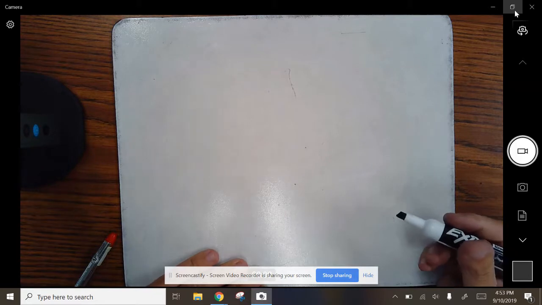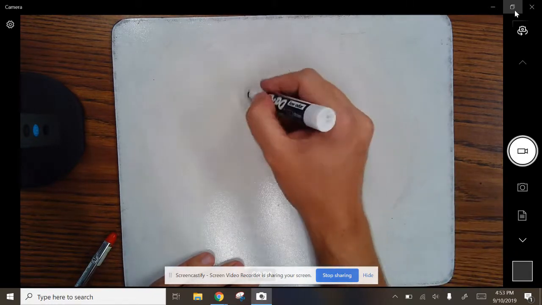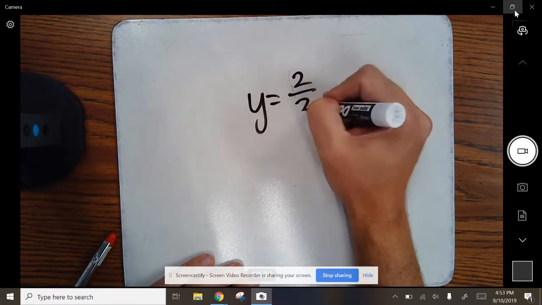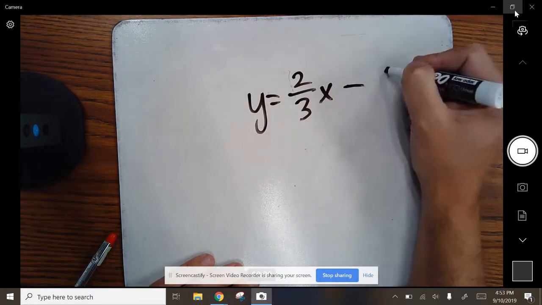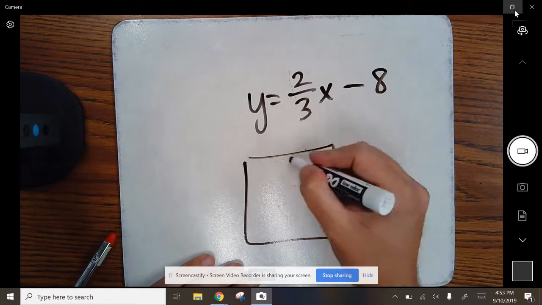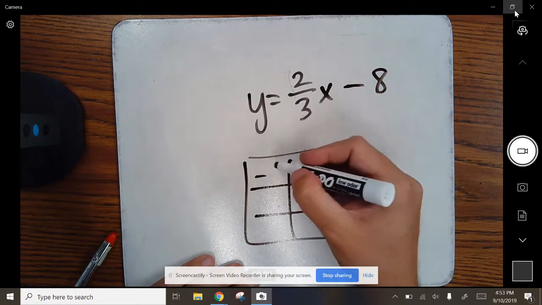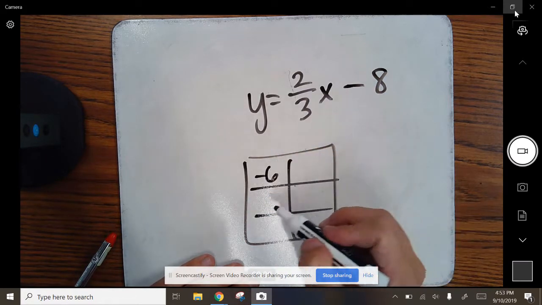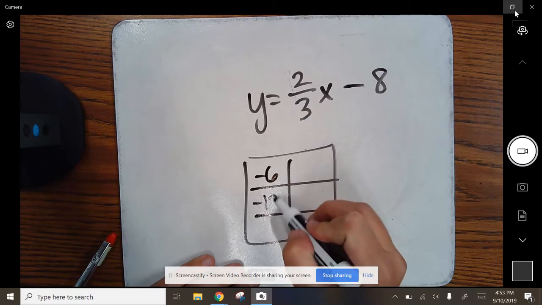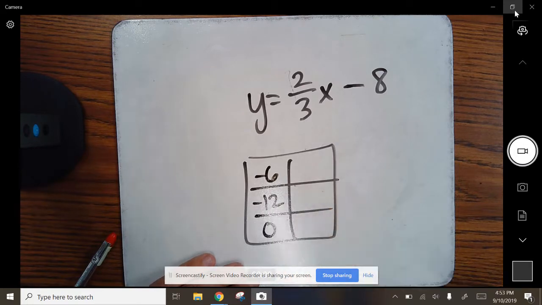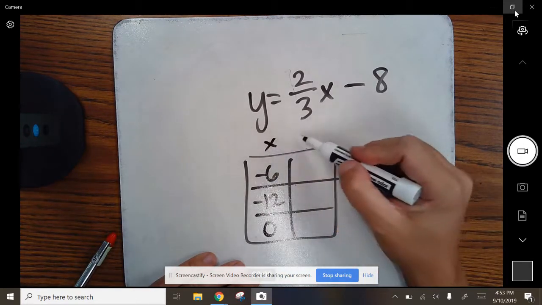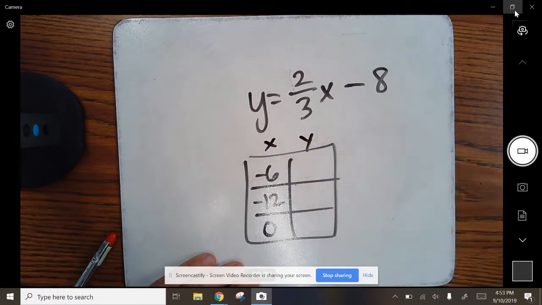All right, next one. I want you to fill in one more table for me. Y equals 2 over 3x, one more time, minus 8. And here's your table on your whiteboard, or your table that you're using. -6, try that one out. Let's try -12, and let's try 0. And you're going to fill in these x and y values for me to see what you get. Use your calculator.